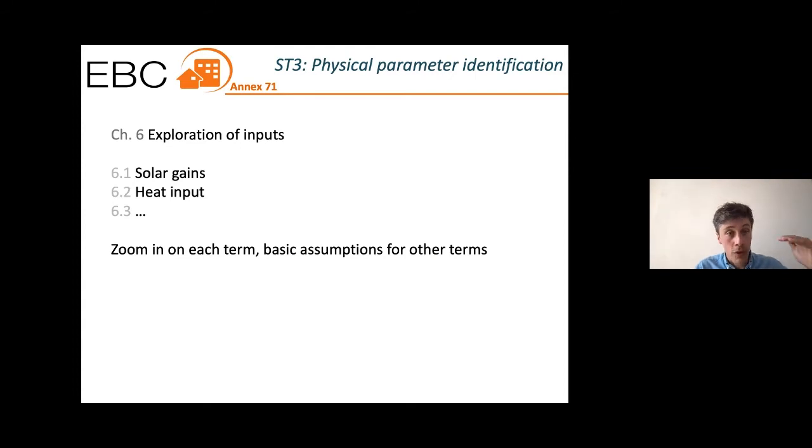So the same, we go through the different input variables that we identified to be important in the beginning. We zoom in on each term of the heat balance and look at what is important and what is less important.